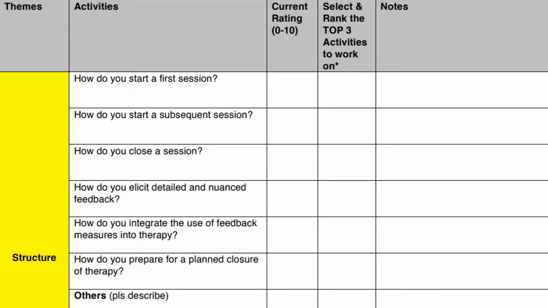And when you get with your partner, you can decide between the two of you who's going to be the supervisor, who's going to be the supervisee. Okay.